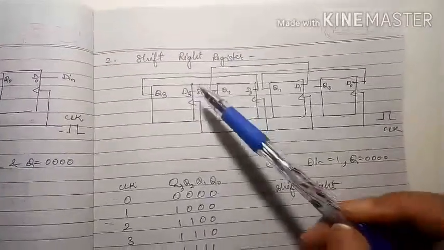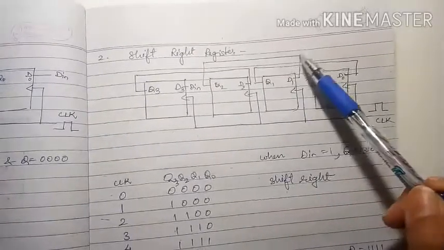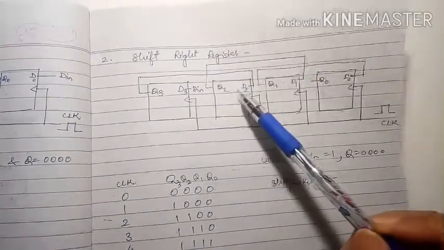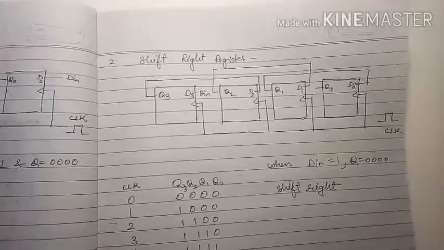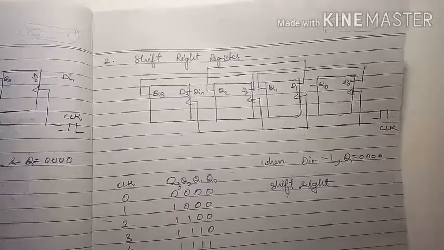This 1 moves to Q2, Q2 to Q1, Q1 to Q0. So all Q's will become 1. So the output becomes 1, 1, 1, 1.